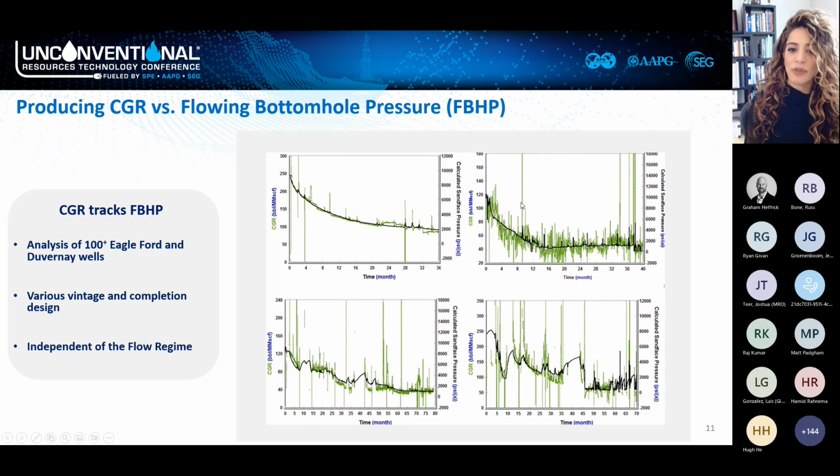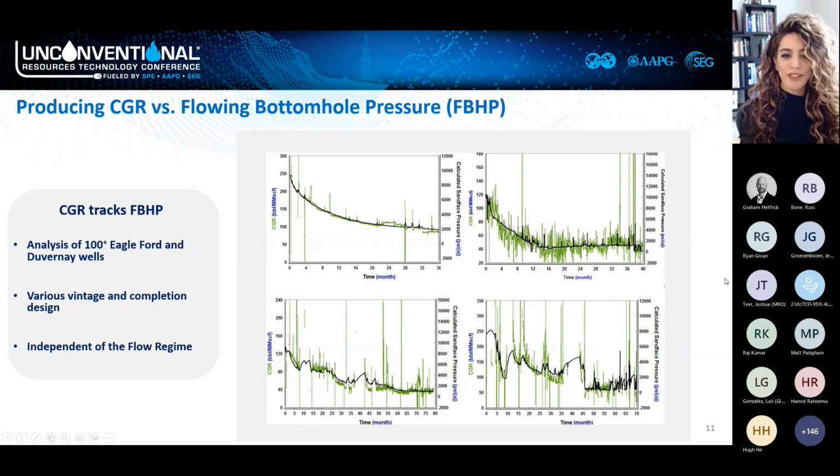Let me show you some examples here on the right-hand side. I'm showing you 4 different wells, and for every well, I'm showing you in green the CGR profile and in black the profile of the bottom hole pressure. The top 2 wells are around 14 months old, and the bottom 2 wells are around 18 months into their production journey. Again, these 4 wells are from both Duvernay and Eagle Ford in no particular order. They're from a CGRI of 100 to 250 barrels per million.